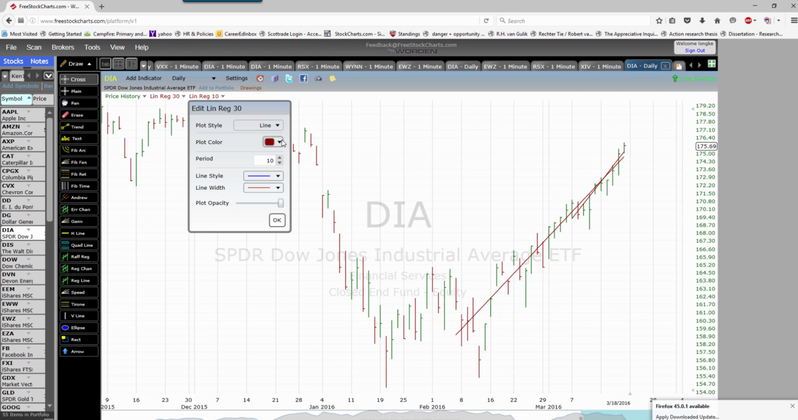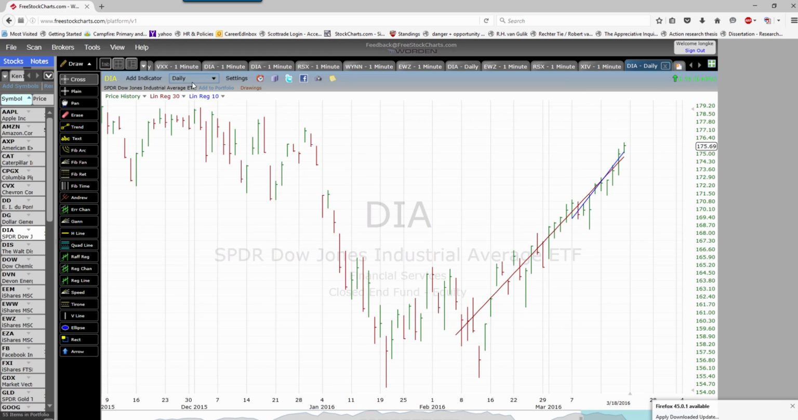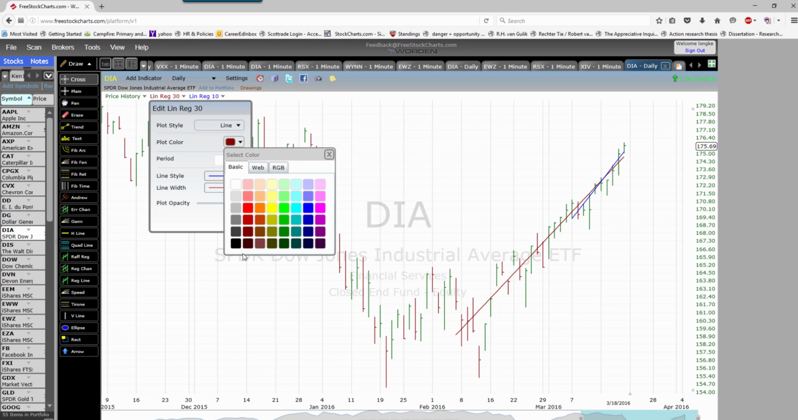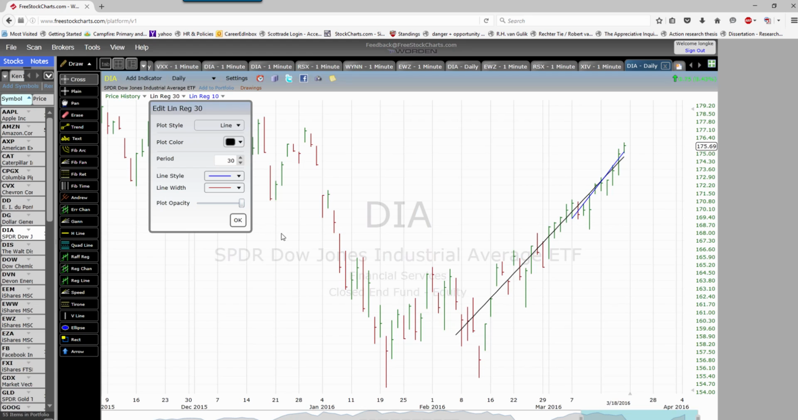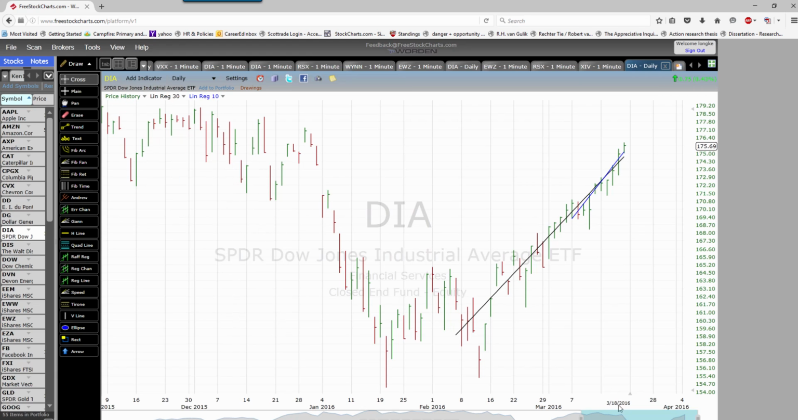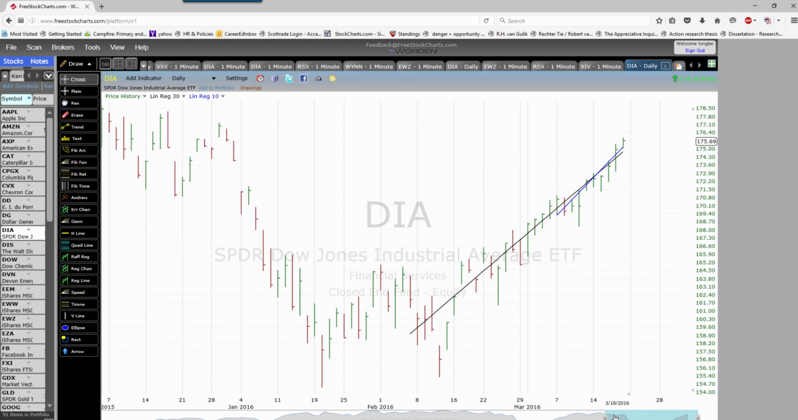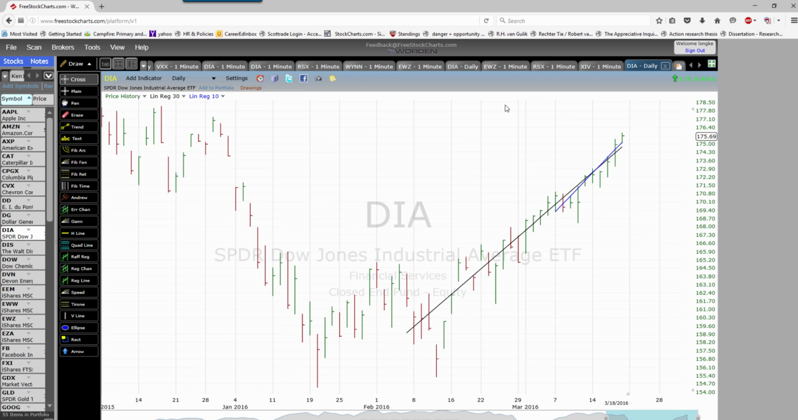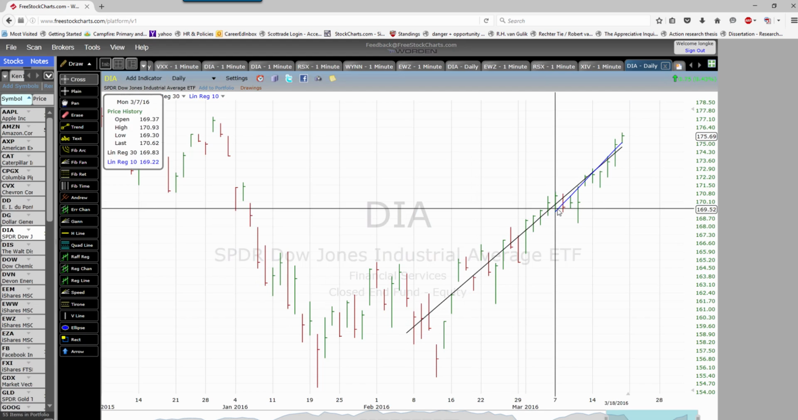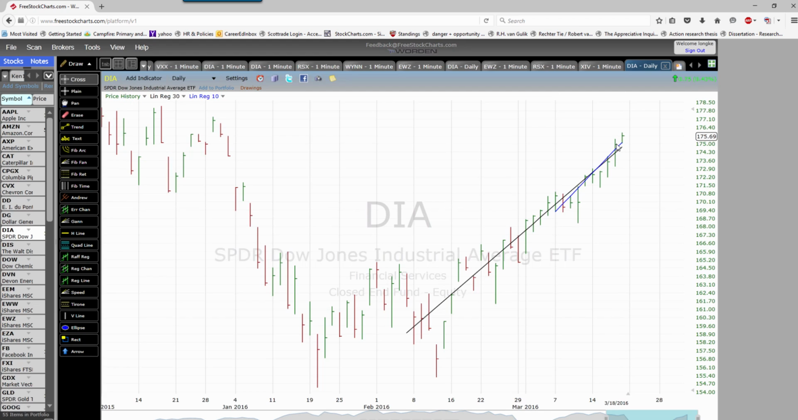And we're going to color it blue because our 10 is blue, and we're going to show the 30 as black, as we do. Now, what I want you to notice is that the 30-period regression line is a very good description of the price behavior of the last 30 days from here to here. And the 10 is a very good description from there to there.